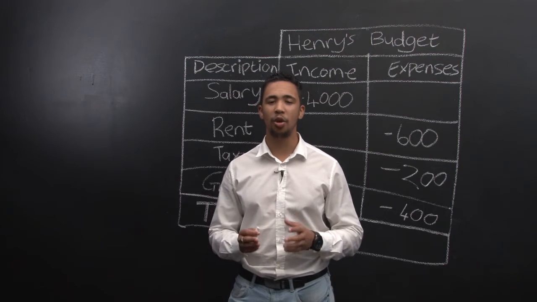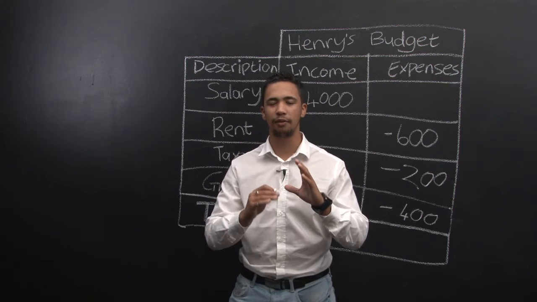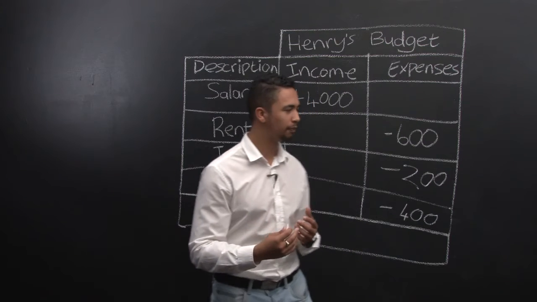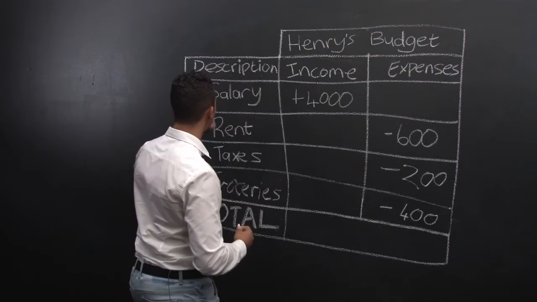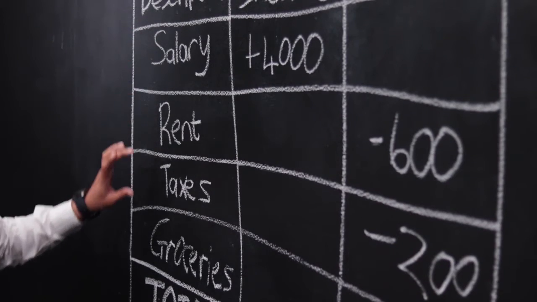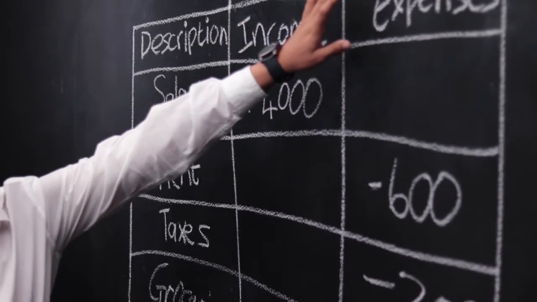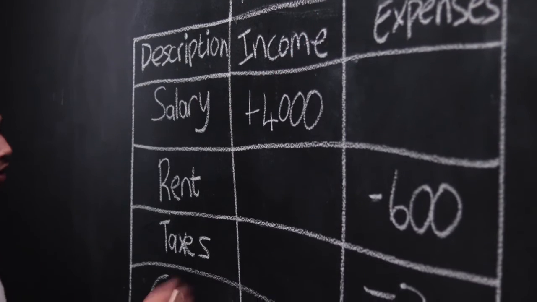So I've drawn up Henry's budget. Keep in mind, there are many formats of a budget. For example, in the slides, it might look a little bit different to this one. However, they have the same concept. Just follow. So over here, we have the description of each of the variables. Over here, we have income. Over here, we have expenses. Okay, and these are the amounts.